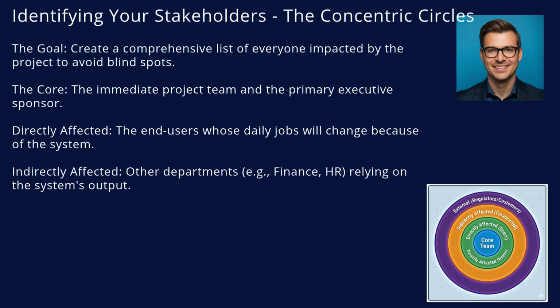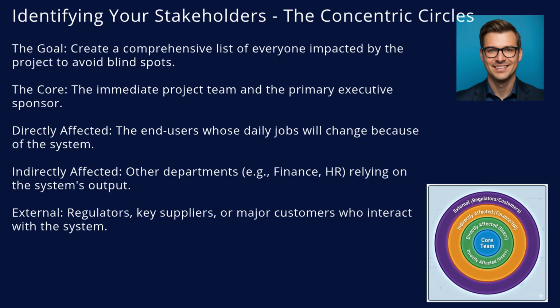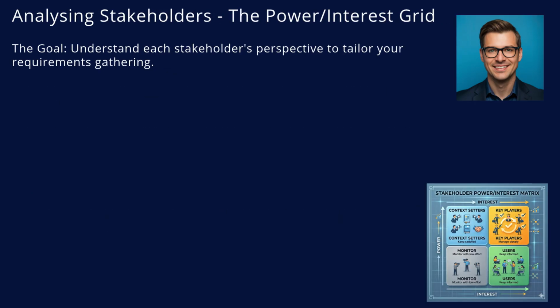The third circle is the indirectly affected. This is the group most often missed by junior consultants. If you build a new sales CRM, the sales team uses it, but the finance department relies on its data for invoicing. You must identify them. The final, outer circle is external stakeholders. Depending on the project, this could include government regulators enforcing compliance, key suppliers integrated into your supply chain, or major customers. Once you have identified your stakeholders, you must analyze them.